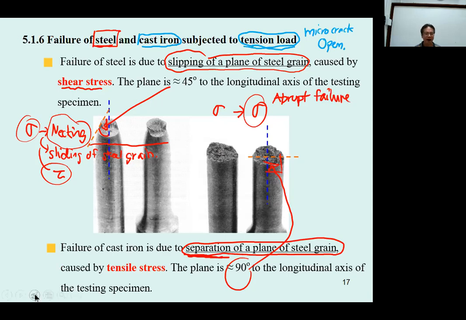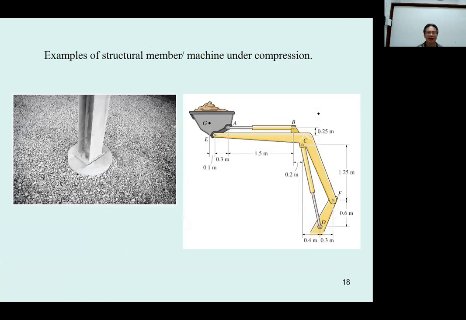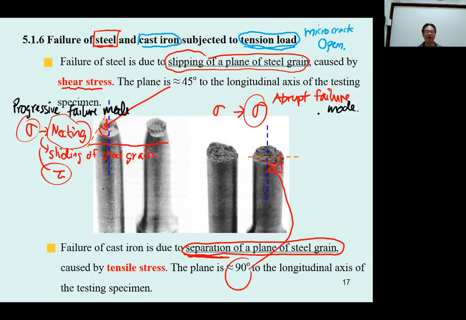The failure of the steel is called the progressive failure. Okay, for failure mode, this is the abrupt failure mode. It occurs immediately. You can see from the test. And then that's all for the tensile test.